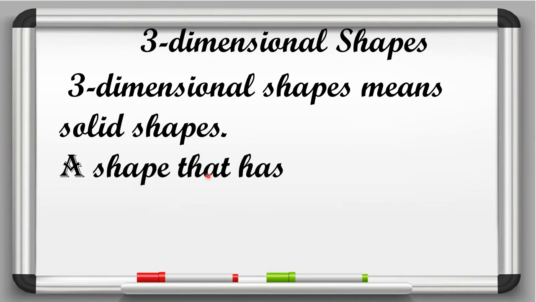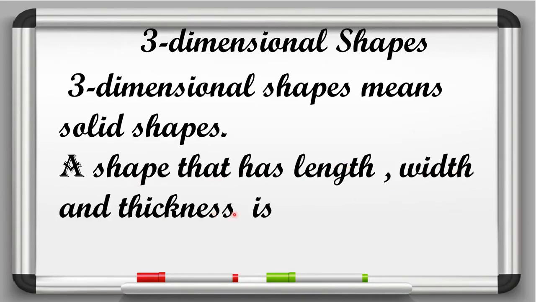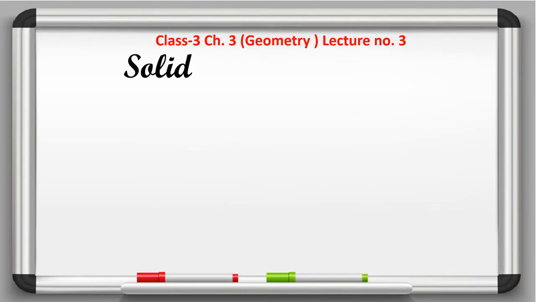A shape that has length, width and thickness is called a solid shape. ऐसी shapes बेटा जिनकी length मतलब लंबाई, width मतलब चौड़ाई and thickness means मोटाई. ये तीन चीजें होती हैं. Those shapes are called solid shapes. Or in other words, we can say that a shape that has length, breadth and height is called a solid shape. Understood, beta?